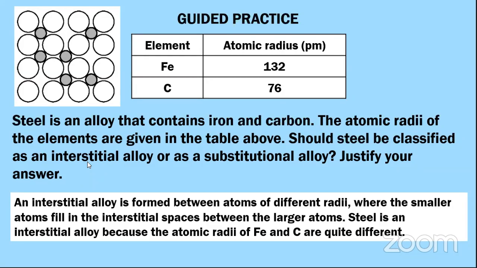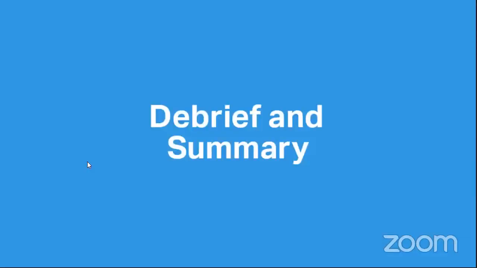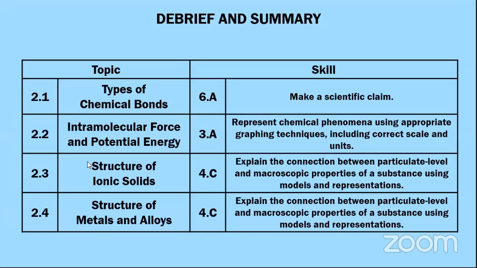All right, I will now do a quick debrief and summary for this lesson on bonding, and we will then take a look at our homework, which is the AP practice problem for tomorrow. So we looked at types of chemical bonds. We talked about the attractive force within the molecule, so intramolecular, talked about potential energy, looked at the structure of ionic and metallic substances, including alloys.